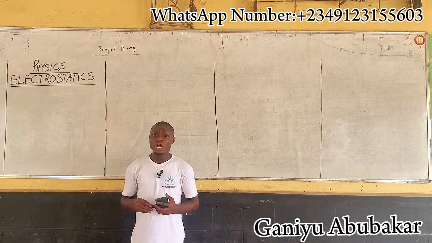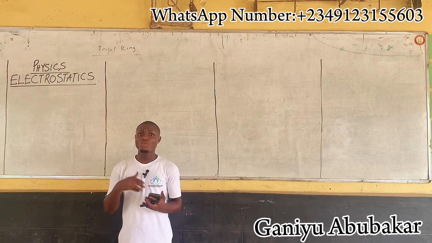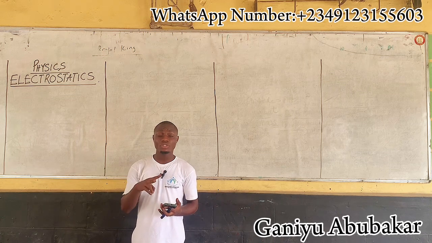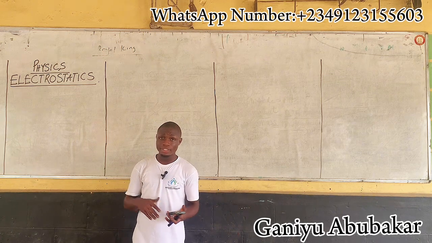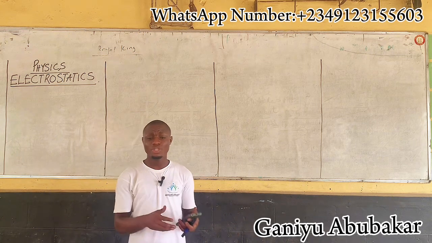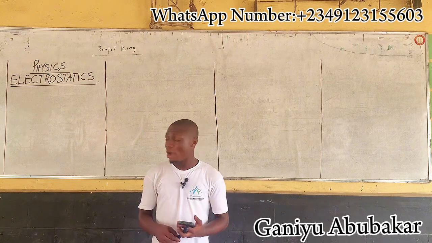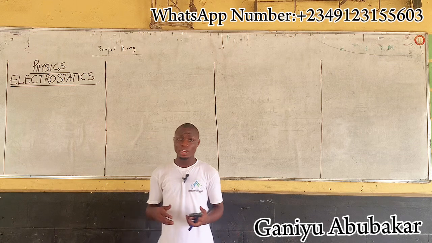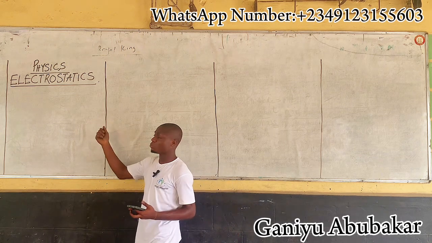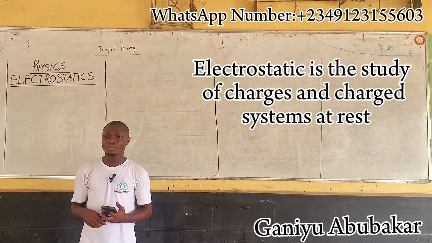For this class, we'll look at the concept of electrostatics. The word electrostatics is simply the combination of two words, electro and statics. Electro basically has to do with electricity, right? Charge, right? While statics has to do with a body or a system at rest. So now to combine these two concepts together, what's electrostatics by definition?